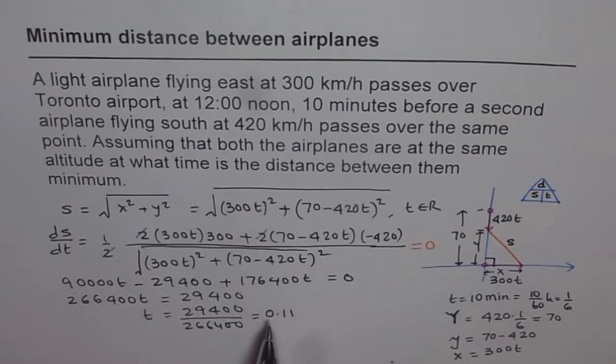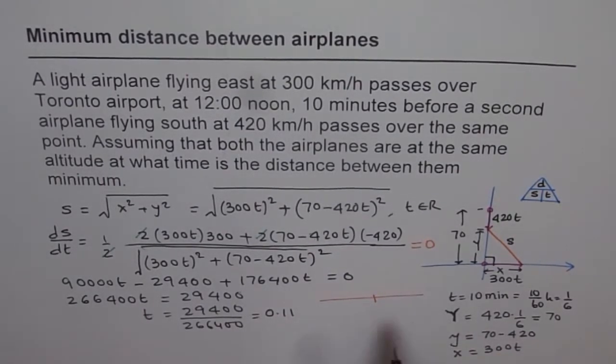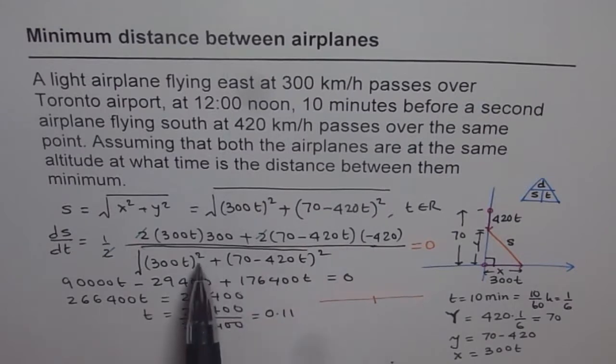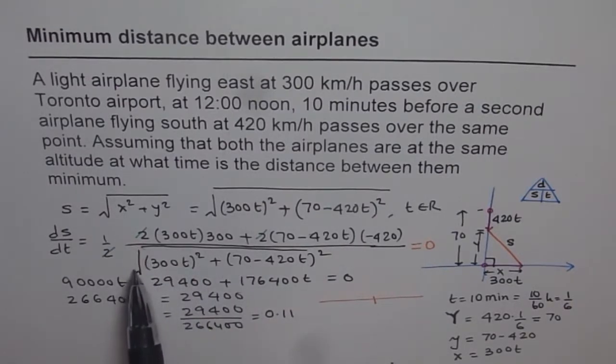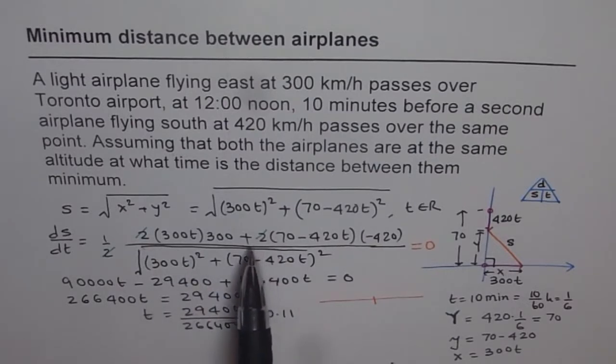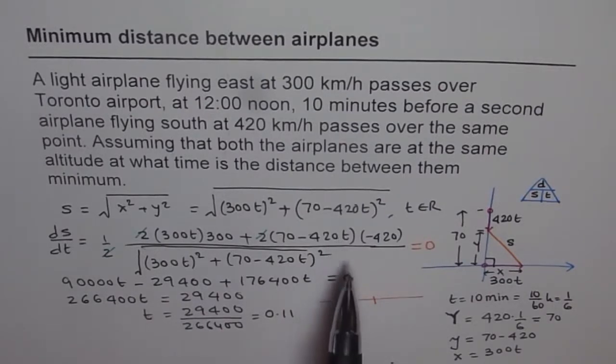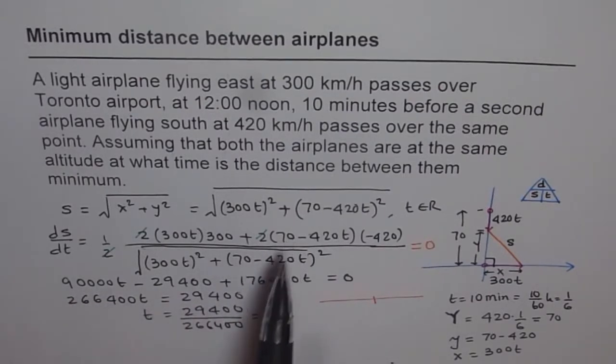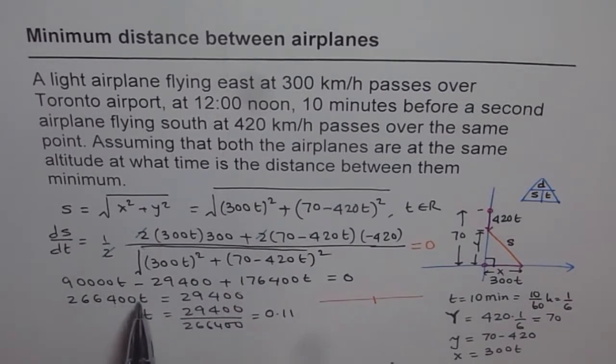Now at this point we could have a maximum or minimum distance between the two. So we need to test this out. What we will do is test the value of this function around this point. So we'll take a point closer to this. As you can see, ds/dt is that numerator over this denominator. Now the denominator is a square root function, so it is always positive. So if we get a negative value for the numerator, then the function is negative, and if we get a positive value for the numerator, then the function is positive. Now that reduces to this: 266,400t minus 29,400 equals 0.